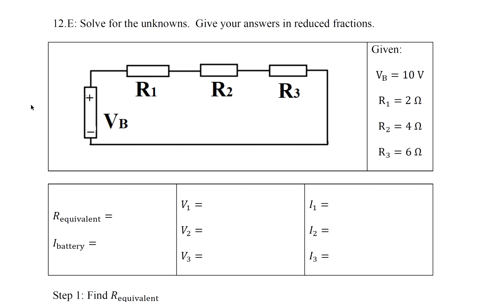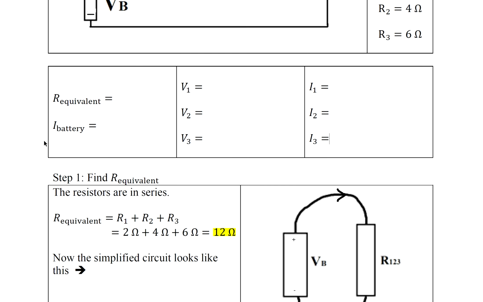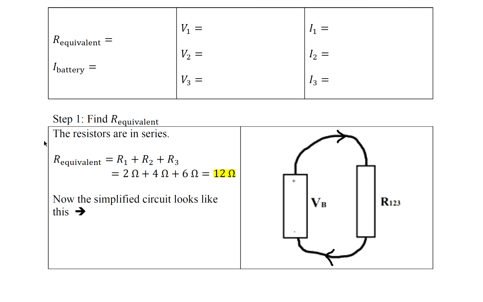Question 12. Solve for the unknowns, give your answers in reduced fractions. So check this out. We have the resistance of the 3 resistors and the voltage of the battery. Now we want to find these unknowns, these 8 unknowns. So let's solve for R equivalent first.